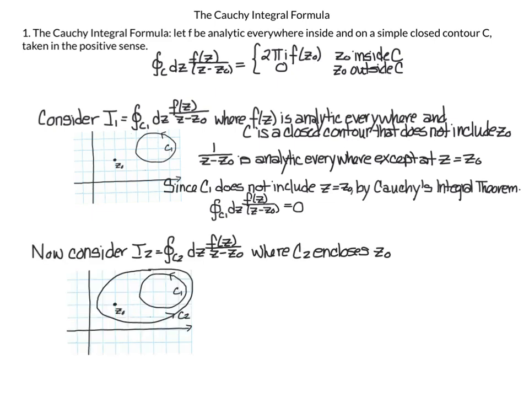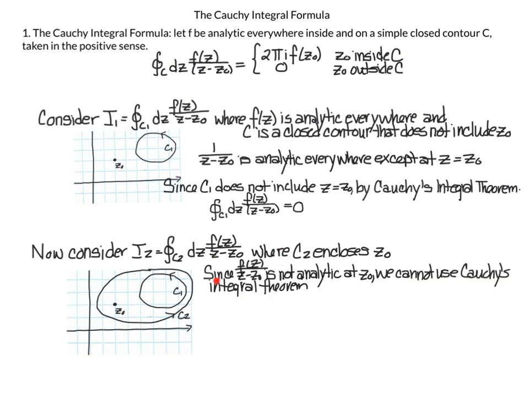Next, I want to consider another integral I2, where C2 encloses z naught and also C1. So I have the drawing here. So my integral over C2, dz, f of z over z minus z naught. And now we want to note that since f of z over z minus z naught is not analytic at z naught, we can no longer use Cauchy's integral theorem.